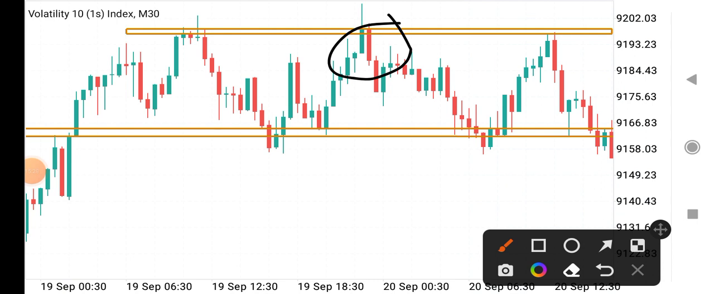And immediately this formed, if you enter the trade here at this point, after the closing of this candlestick, and put your stop loss above this zone, somewhere here like this, you see that you'll be in profit. It will sell till it gets to this resistance zone.